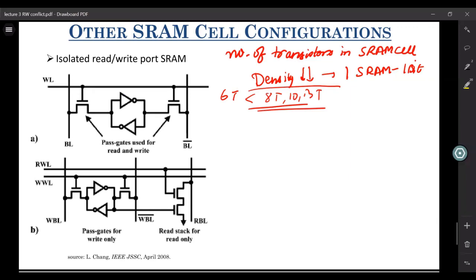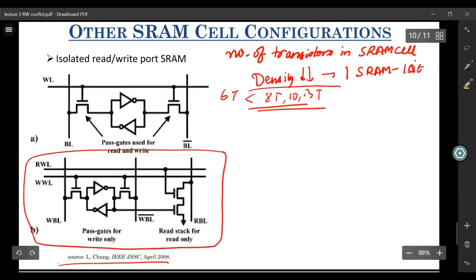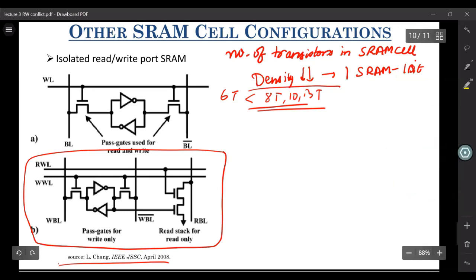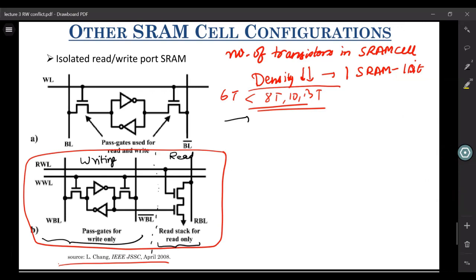Okay, so one of these configurations which I'm going to talk about is this 8T SRAM cell, which you can see over here. The benefit that this 8T SRAM cell has is that here your read path is decoupled from the write path. So here it's for reading, here it's for writing. And at the same time, the read path is decoupled from the cell. I mean, the cell is not connected to the read path. So let us look at the operation.